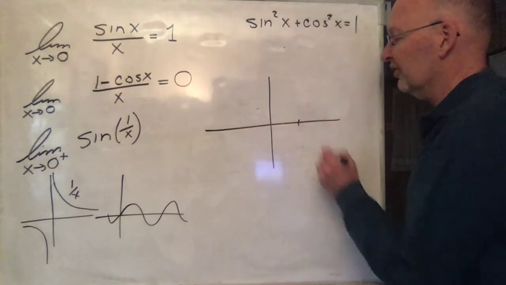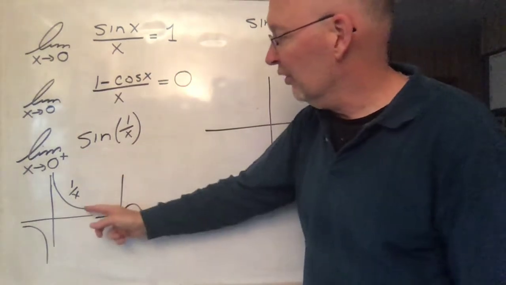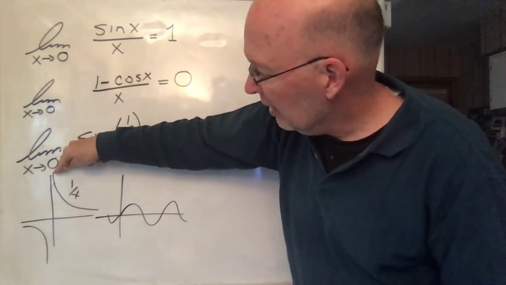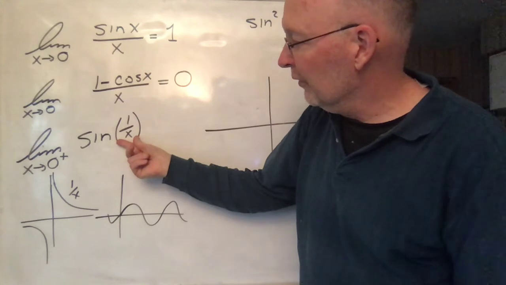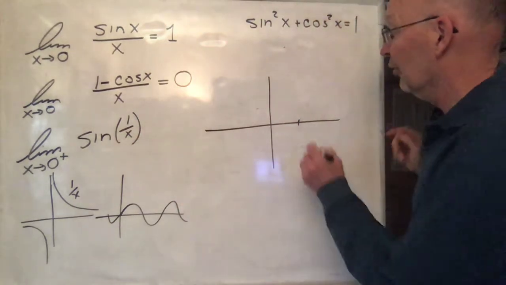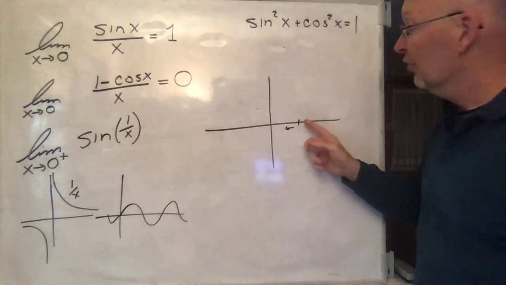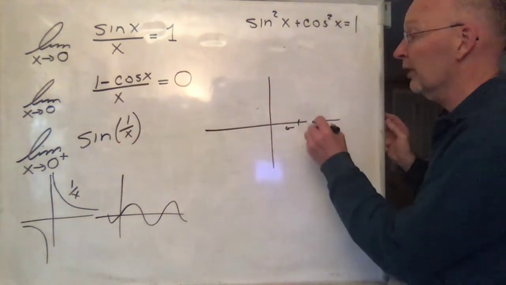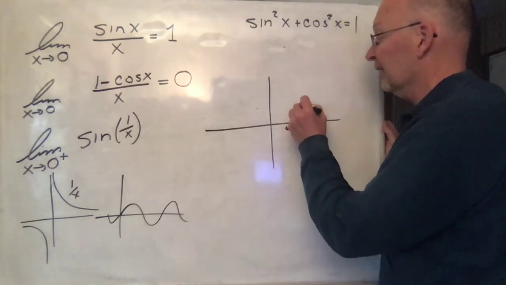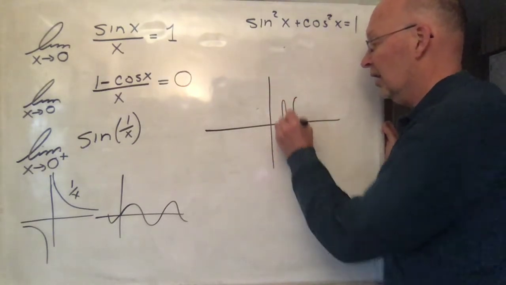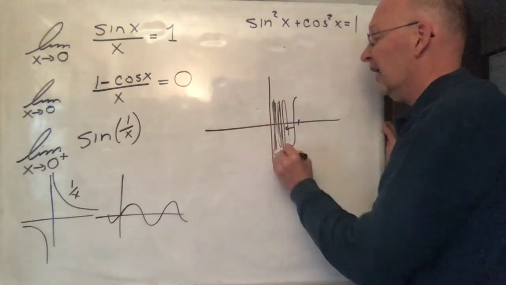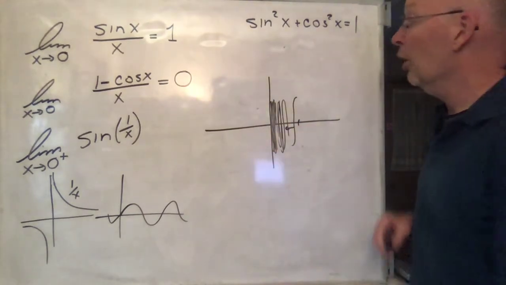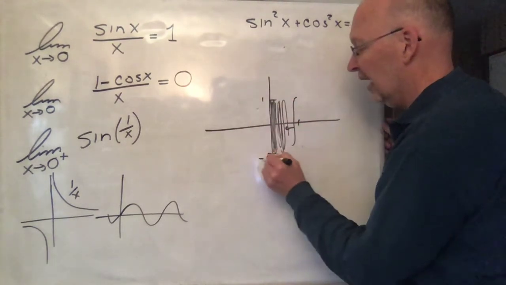So if you start someplace here and you head towards 0, 1 over x is going to go off to infinity, get really, really big. And as sine sees something that gets really, really big, it's going to just go up and down. Wherever this thing starts, it's going to keep going up and down and just go crazy like that, always going between a positive 1 and a negative 1.